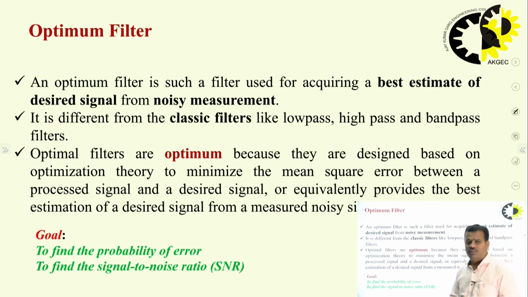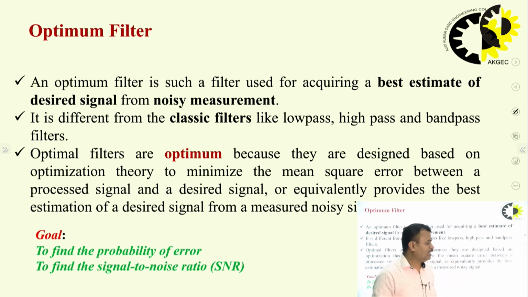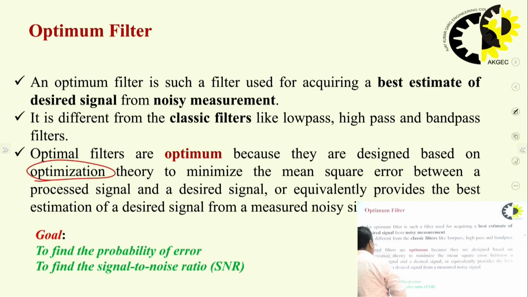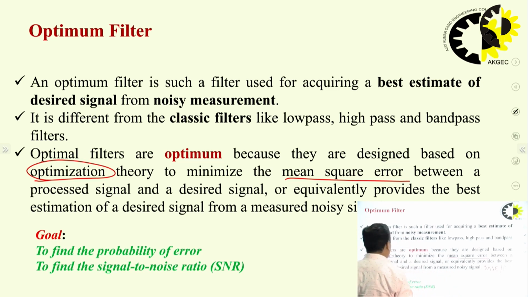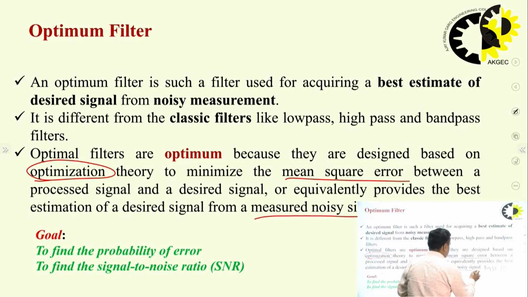So optimum filters are optimum because they are designed based on optimization theory. Optimization theory means getting the best possible result. How? By minimizing the mean square error, MSE, or we can say the probability of error, or the bit error rate, between a processed signal and the desired signal, or equivalently providing the best estimation of the desired signal from the measured noisy signal.